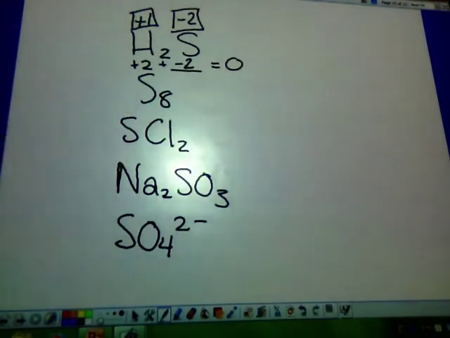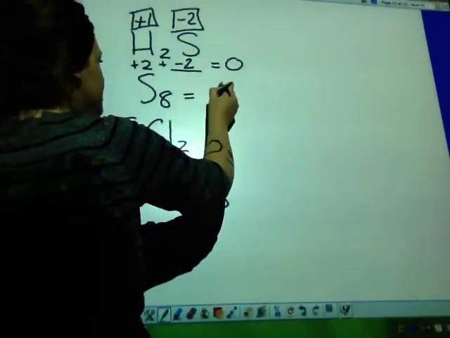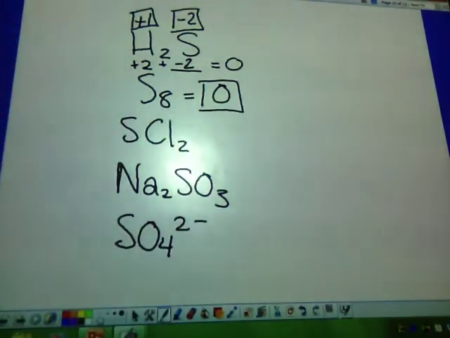Okay, let's go to S8. This is an elemental form of sulfur. I don't see a charge associated with it, so it's not an ion, it's just an element. So according to my rule, its oxidation state is 0.